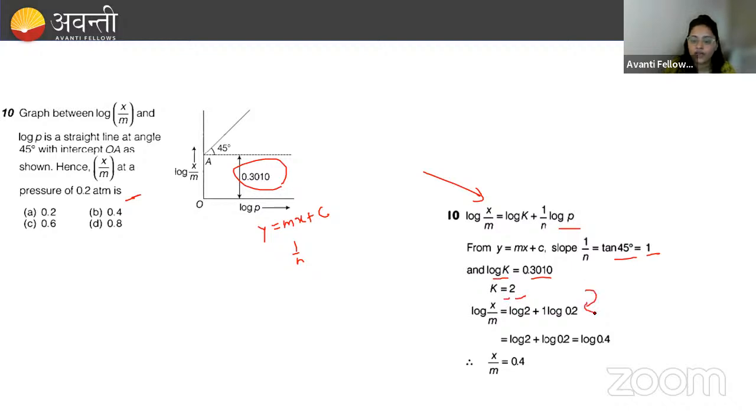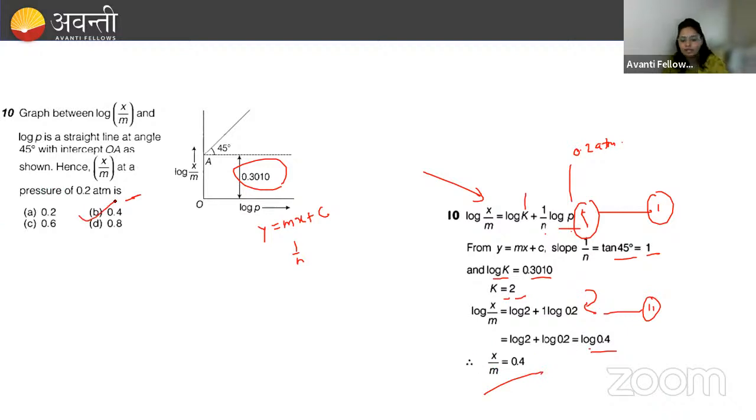सो पुट ऑल दोस वैल्यू इन दिस इक्वेशन. फर्स्ट इक्वेशन में वैल्यू पुट कीजिए. log ऑफ x बाय m इज इक्वल टू k का वैल्यू है 2, 1 बाय n का वैल्यू है 1, log p का वैल्यू कितना है हम लोगों को दिया हुआ है? प्रेशर इज व्हाट? 0.2 atm. सो पुट ऑल दिस वैल्यू, यू आर गेटिंग दिस इक्वेशन, इक्वेशन 2. Solve this equation, log 2 plus log of 0.2, you are getting log 0.4. Okay. After solving this equation, you are getting x by m is equal to 0.4. That is option B. Any doubts?